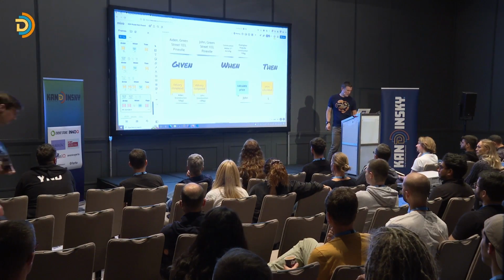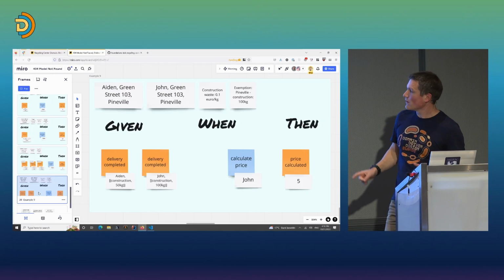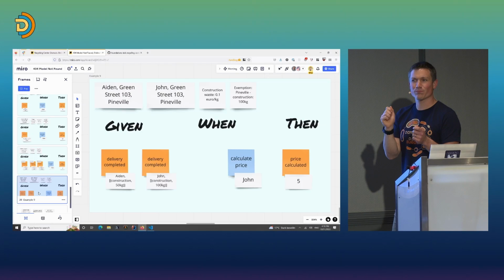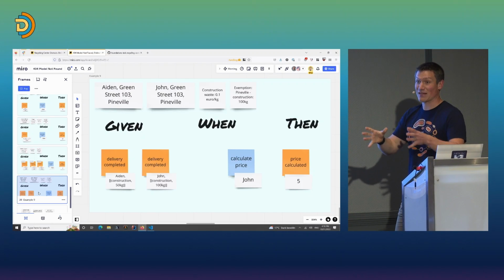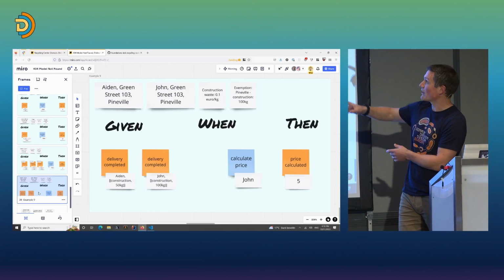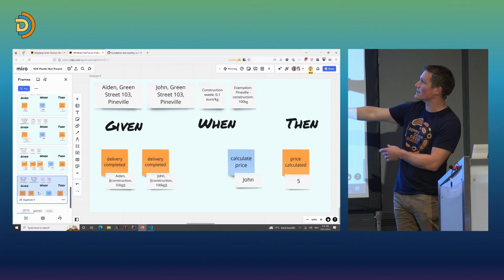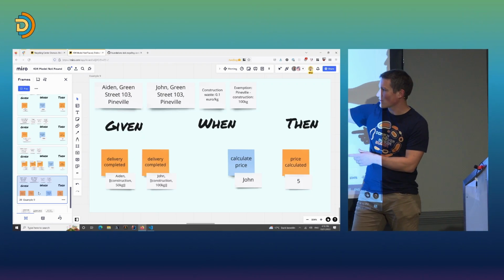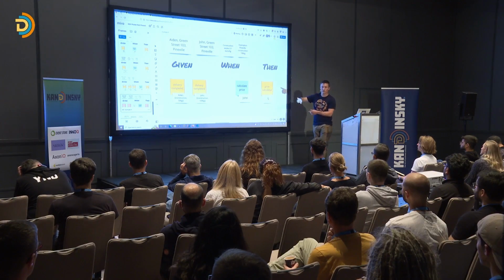And this is our last example. We get an exemption not per person, but per household, per address where you live. So I have 2 people, John and Aidan, living at the same address. The exemption calculates the total of both.